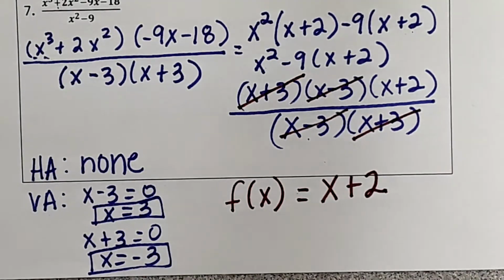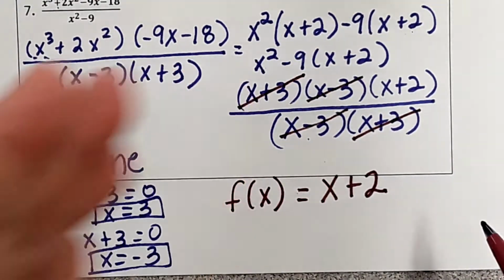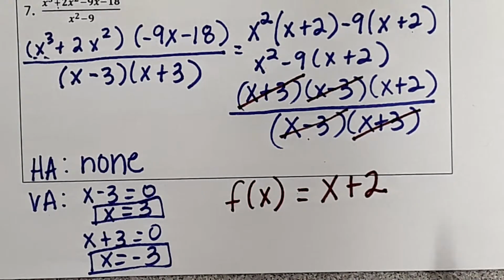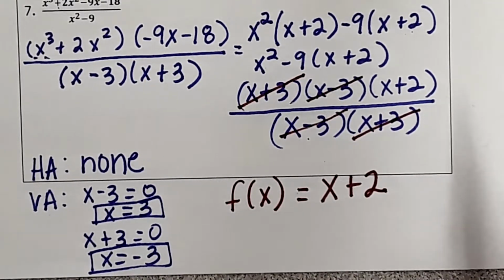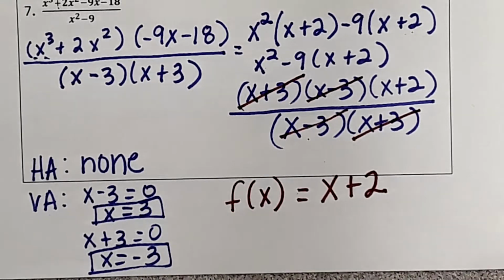Now, because things cancel out and you're just left with that, there are no oblique asymptotes. You guys, if there was an oblique, you would know, because nothing would cancel out. And that's what happened with number 4 and 5. Nothing canceled out. Okay, let's go ahead and graph this.